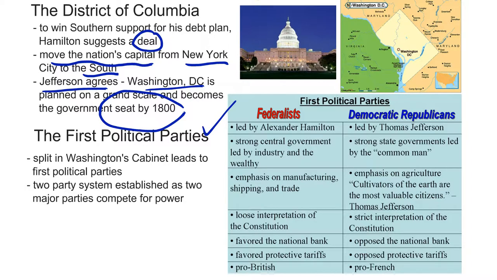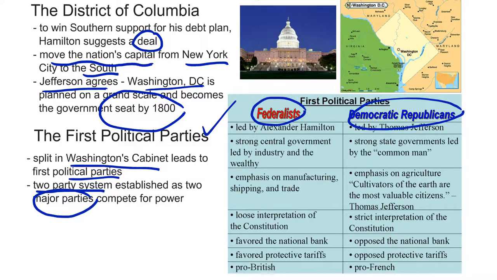Because of the split between Hamilton and Jefferson, you have the creation of the first political parties. The split in Washington's cabinet leads to their creation. And this begins the two-party system in the United States, where two major parties compete for power in the government. The two first political parties are the Federalists and the Democratic Republicans.